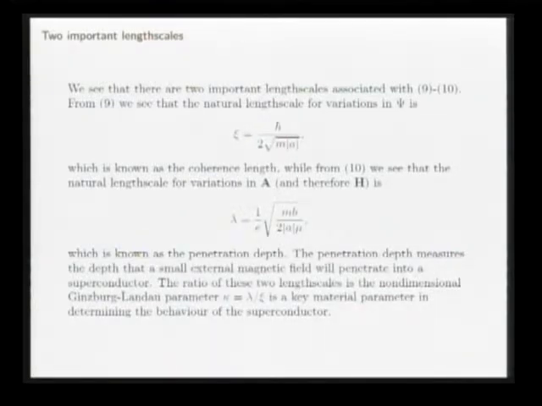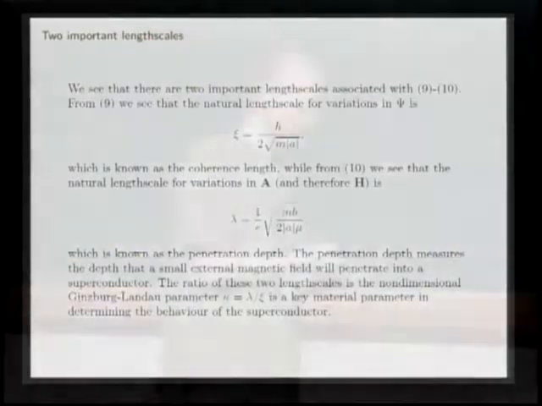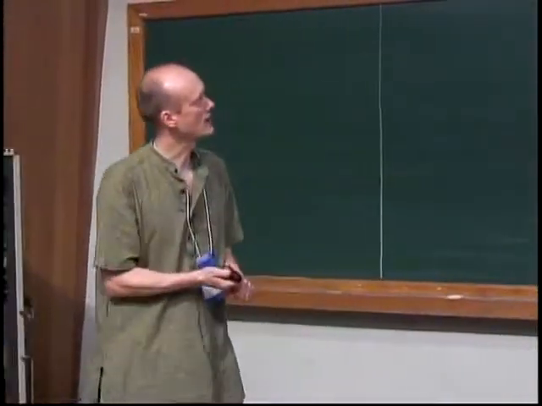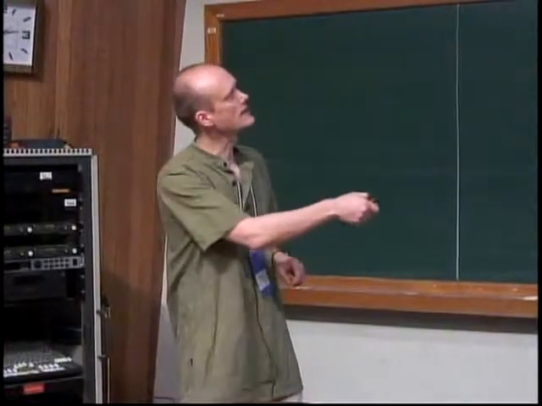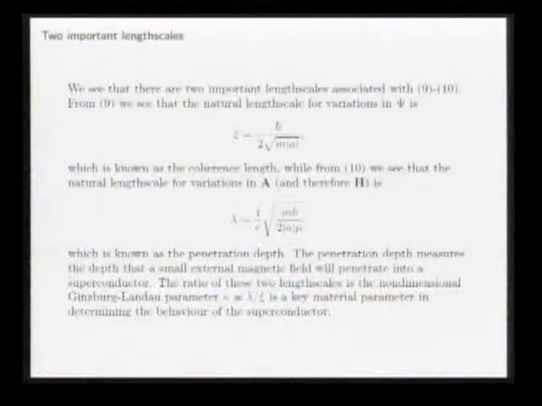So you've got two equations, an equation for psi and an equation for A, and each of those has got a length scale in it. And the length scale for A is the length scale over which the magnetic field varies, and that's given the symbol lambda, and I've already said this is known as the penetration depth.